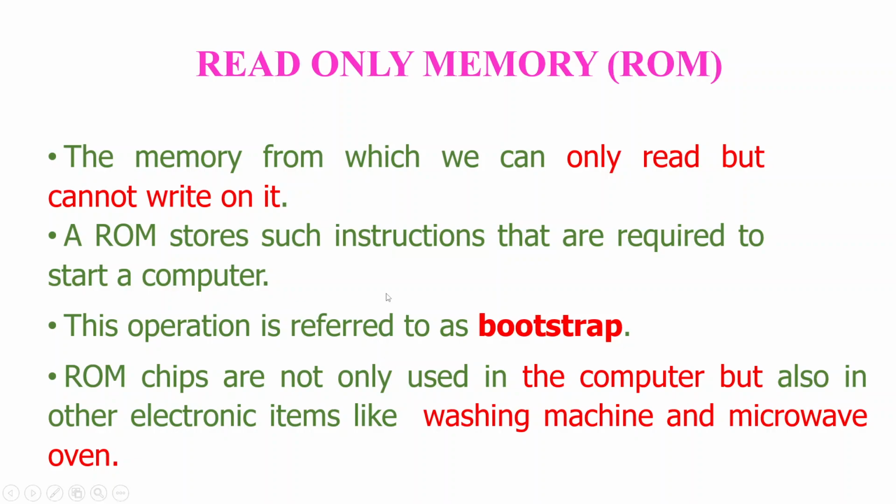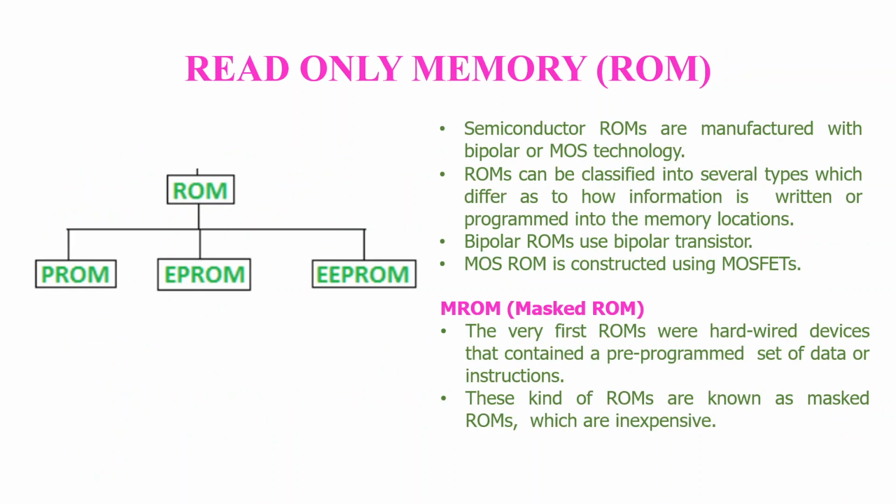and those programs cannot be altered by the user. So operating system programs will be stored in read-only memory. Read-only memory chips are not only designed for computers; we can also use them for particular purposes, for example washing machines and microwave ovens. Embedded systems like these use read-only memory chips.